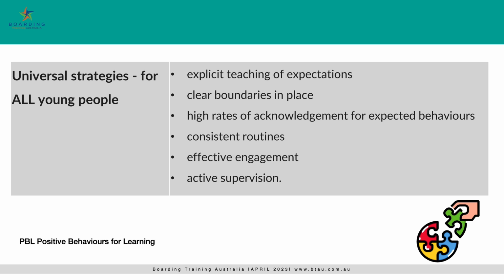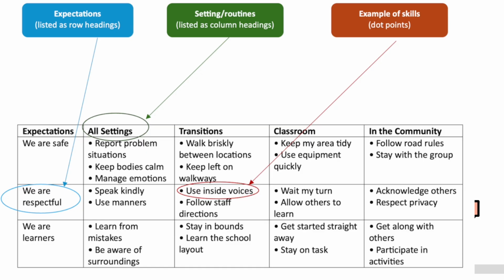Universal strategies include explicit teaching of expectations, and we do that through these tables here, where we explicitly teach our expectations of behaviour, and we involve the students in setting up these matrices or tables.